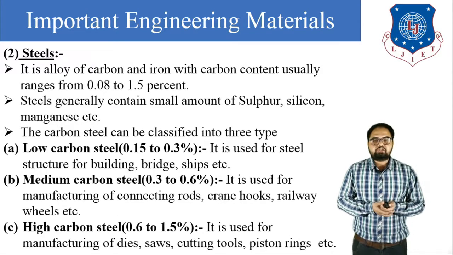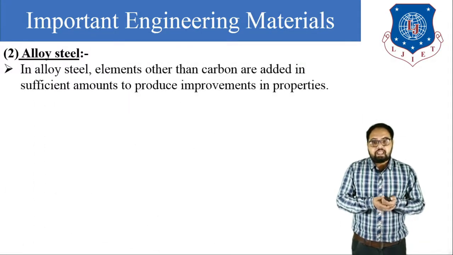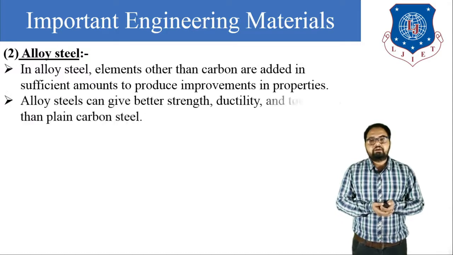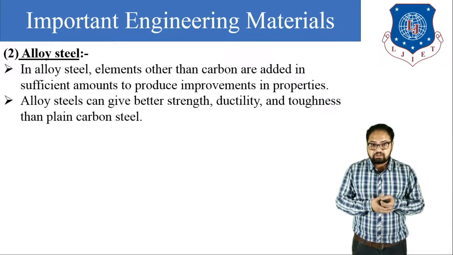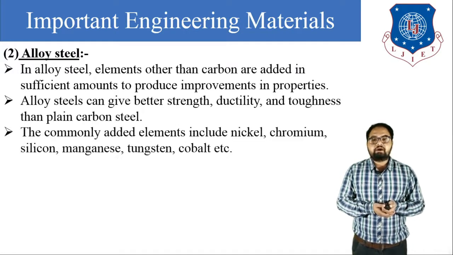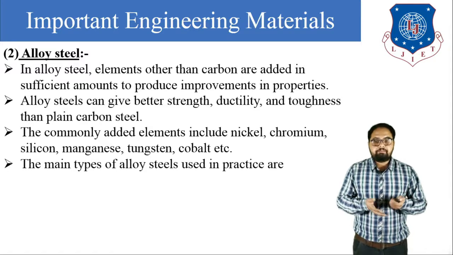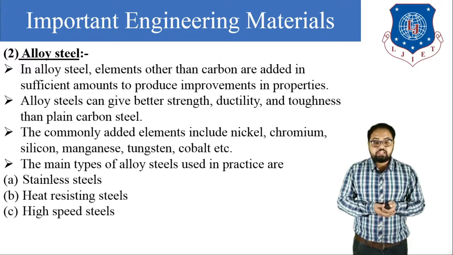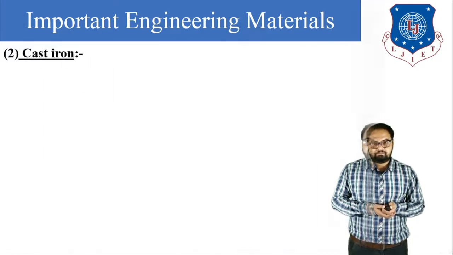High carbon steel: the percentage of carbon in high carbon steel ranges from 0.6% to 1.5%, and this type of steel is used for manufacturing of dies, saws, cutting tools, and piston rings. The next one is alloy steel. In alloy steel, elements other than carbon are added in sufficient amount to produce improvement in the properties. Alloy steel gives better strength, ductility and toughness than plain carbon steel. The commonly used elements are nickel, chromium, silicon, manganese, tungsten, cobalt, etc. The main types of alloy steel used in practice are stainless steel, heat resisting steel, high speed steel and spring steel.